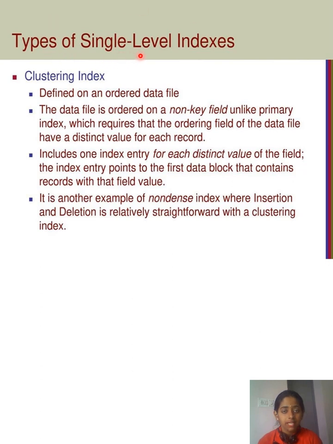So types of single level indexes. So next one we are moving on to clustering index. Defined on an ordered data file, the data file is ordered on a key field unlike primary index, which requires that the ordering field of the data file have a distinct value for each record, includes one index entry for each distinct value of the field. The index entry points to the first data block that contains records with the field value. It is another example of non-dense index where insertion and deletion is relatively straightforward with clustering index.